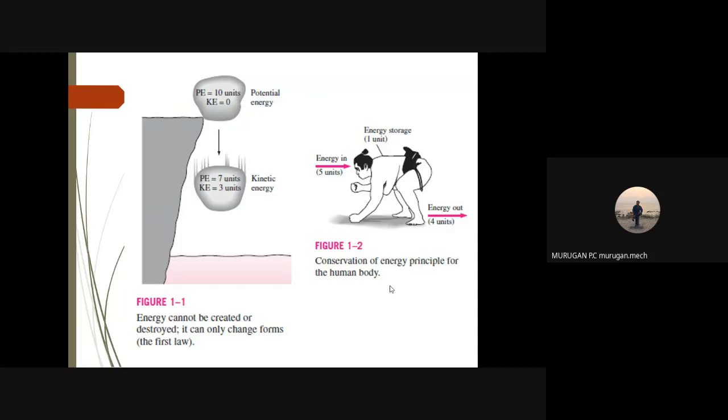Okay, see, I am punching the sumo player face with 5 units, and the 4 unit will be coming out in the direction of in which I am punching on his face. Okay, he is moving to a certain distance. In that distance, he is releasing 4 units, and remaining 1 unit is stored inside the body. Okay, and this is the basic principle. Okay, now let us consider this as an example.